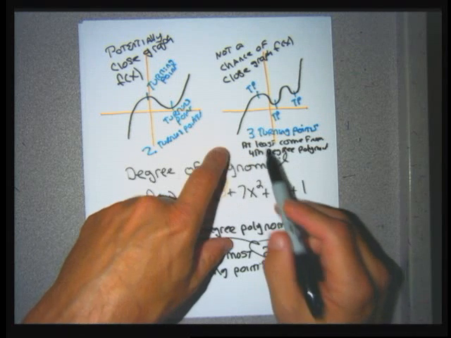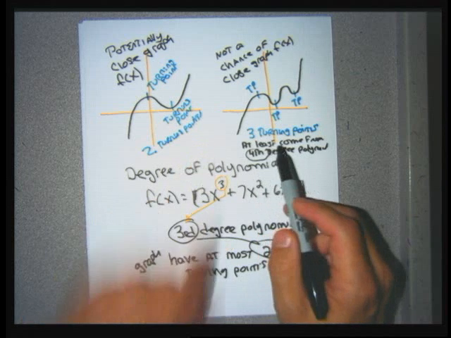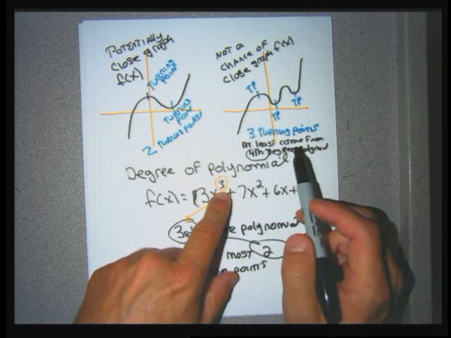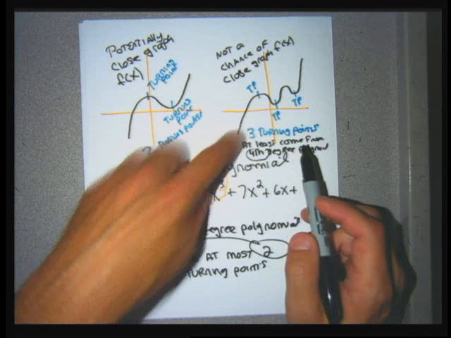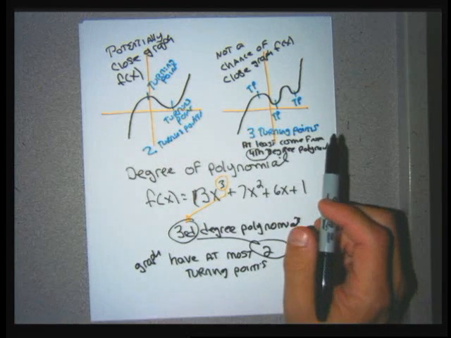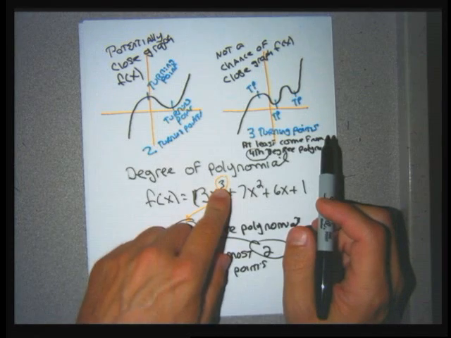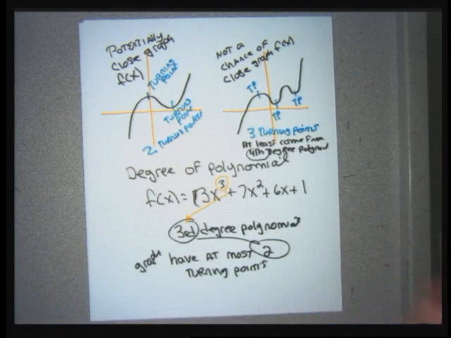You always take the degree of the polynomial, which is the degree of the term with the highest exponent, and subtract 1. That would give me the most turning points the graph can have. So a 3rd degree polynomial can have at most 2 turning points. Let me do another example like this.